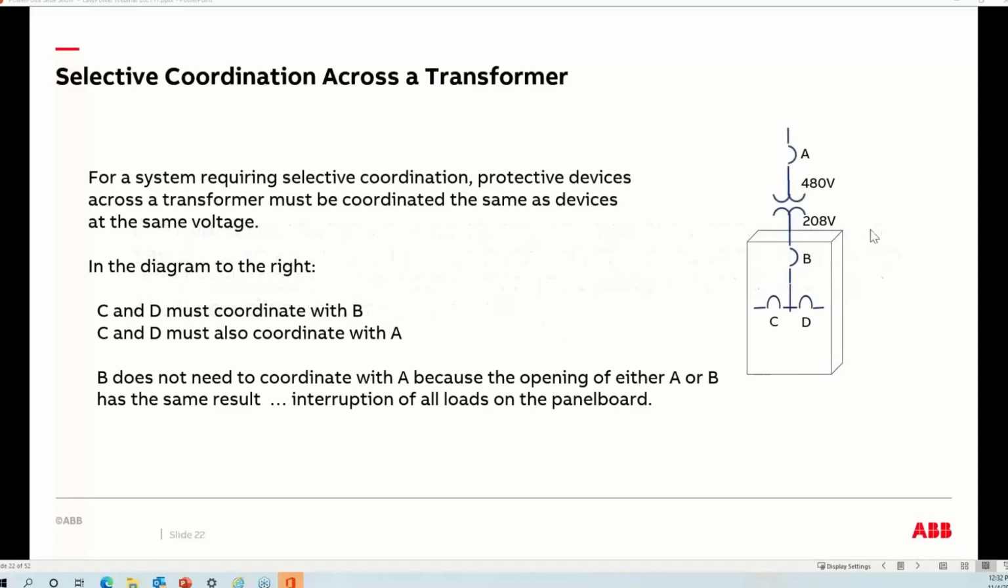All right, so here's an example of a very simple one line. And let's say there's our general purpose transformer. If coordination is required, let's say in this example, out to the full available fault current as listed in the Article 100 definition, then branches C and D would need to coordinate with B. Branches C and D would need to coordinate with A, the primary feeder breaker to the transformer. But A and B don't necessarily need to coordinate with each other, because whether I lose one or both, it's going to have the same effect on the system.